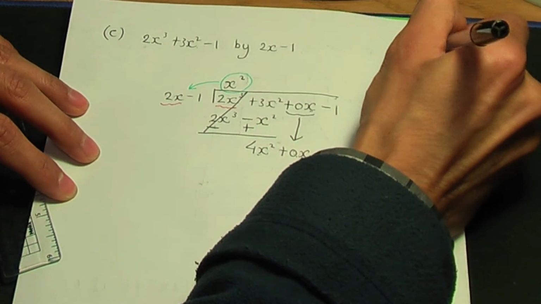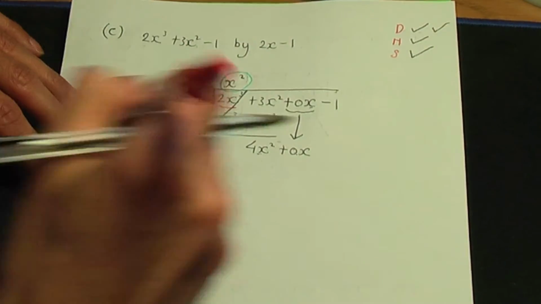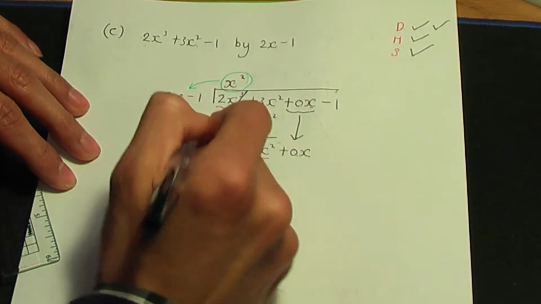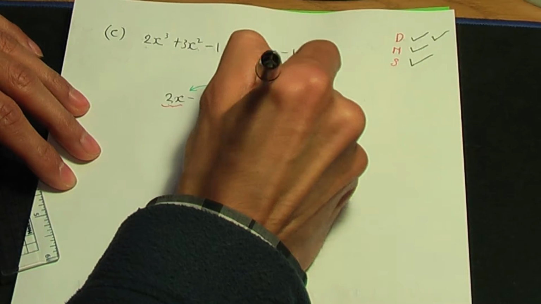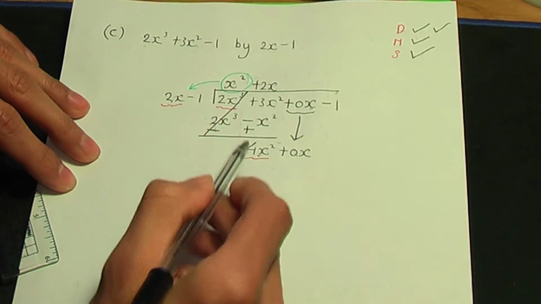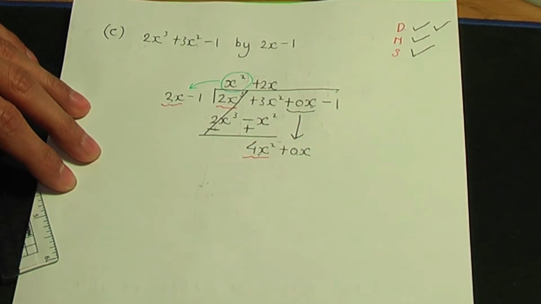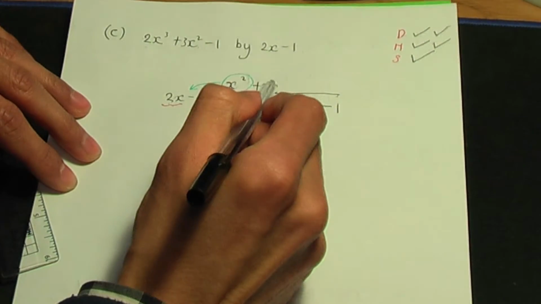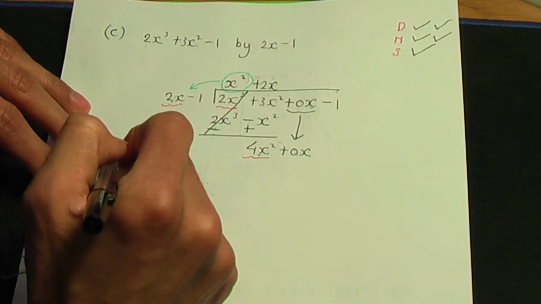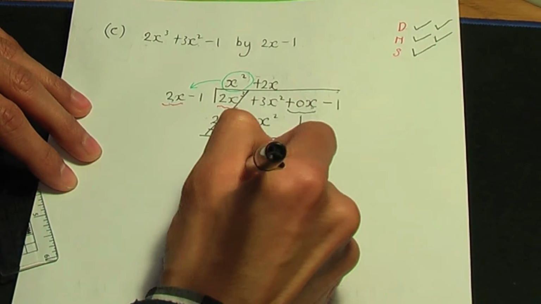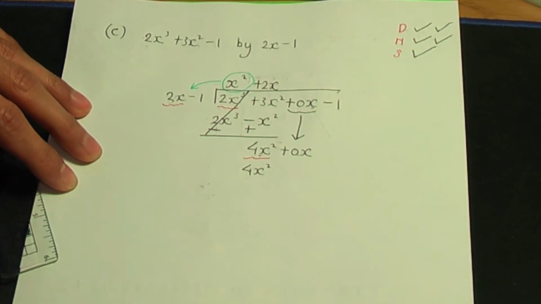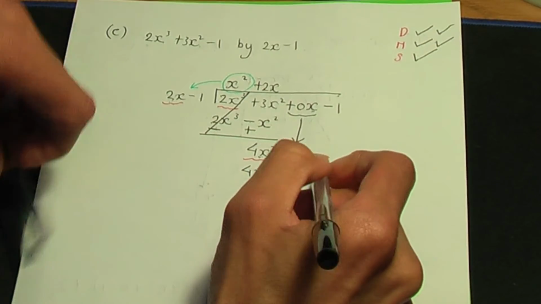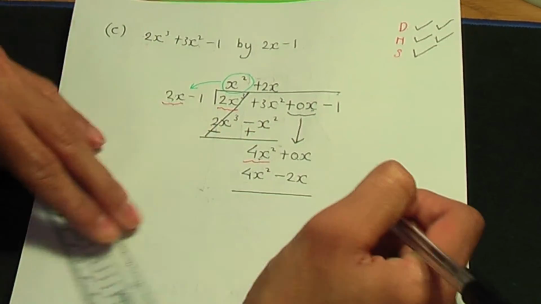So let's go back to D, division. Now we're dividing 4x squared by 2x. 4x squared divided by 2x is plus 2x. So write down the outcome of division on the top. Then it's an M. M is multiply. Multiply the 2x by 2x minus 1. 2x times 2x is 4x squared. 2x times minus 1 is minus 2x. Okay, let's get ready for the next operation.